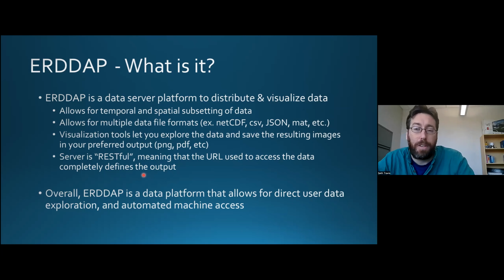And then lastly, the server is called RESTful, meaning that the URL that you use to download the data contains all of the information that you need to access the data. So in the URL, it would have whatever subset of data or whatever constraints that you put on it. And so just by manipulating that URL, you can change which data you're downloading. But overall, ERDDAP is a great platform for users to directly interface with the data, explore it, and see what they want. But it also has features that make it pretty useful for some automated machine access of the data.